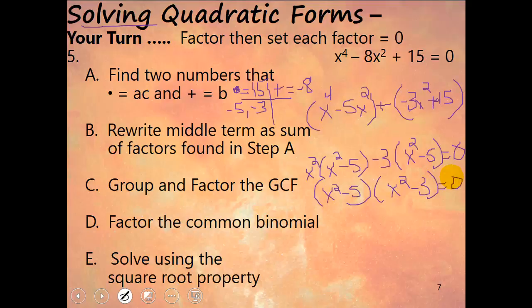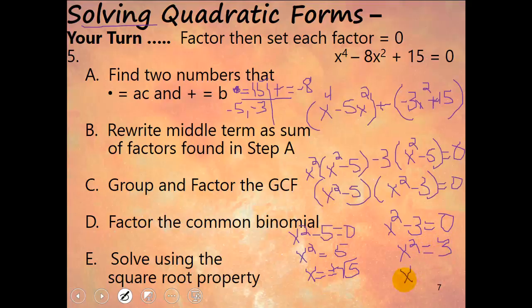And again, these are not difference of squares, so I'm going to use the square root property on each of those. So I get x squared minus 5 equals 0. You could use the quadratic formula, but you're going to get the same thing. And then x squared equals 5, and then x equals plus or minus root 5. There's two real solutions there. They're irrational. x squared minus 3 equals 0. x squared equals 3. x equals plus or minus root 3.